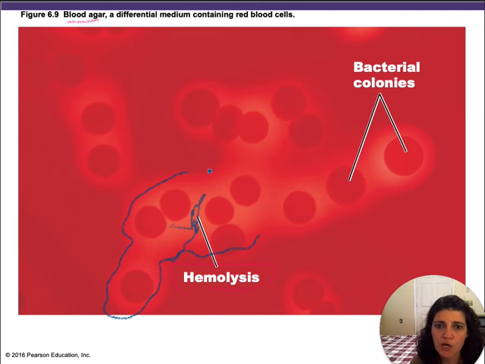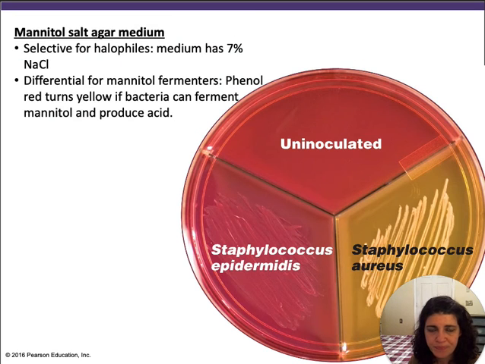Some digest partially. So the ones that digest fully, you call them beta hemolytic. The ones that partially digest the blood, you call them alpha hemolytic. And the ones that grow on the blood, because every bacteria likes blood, but don't digest the hemoglobin and the red blood cells, then you call it gamma hemolytic. Okay, so you're gonna see that in the lab too.